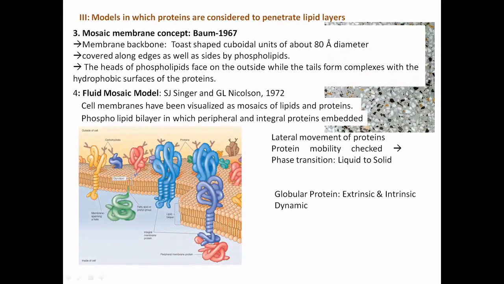Literally, this mosaic terminology was used in the mosaic membrane concept by Boyum in 1967. In this case, the membrane backbone is a toe-shaped pivotal unit of 80 angstrom diameter, and this is made up of lipids. Lipid covered along the edge as well as the side of the phospholipids. The heads of the phospholipids face outside, while the tails form a complex with the hydrophobic surface of the proteins.